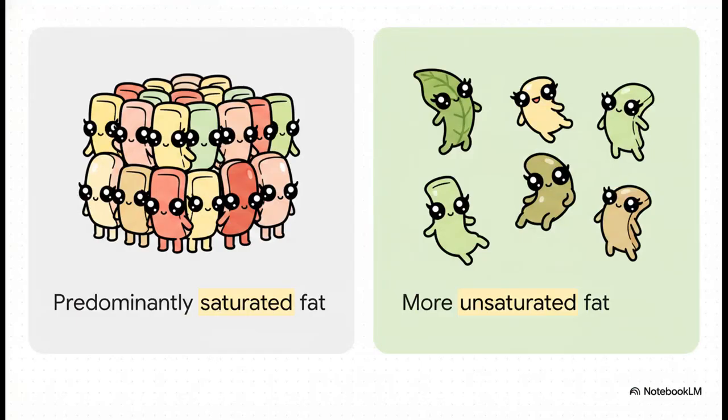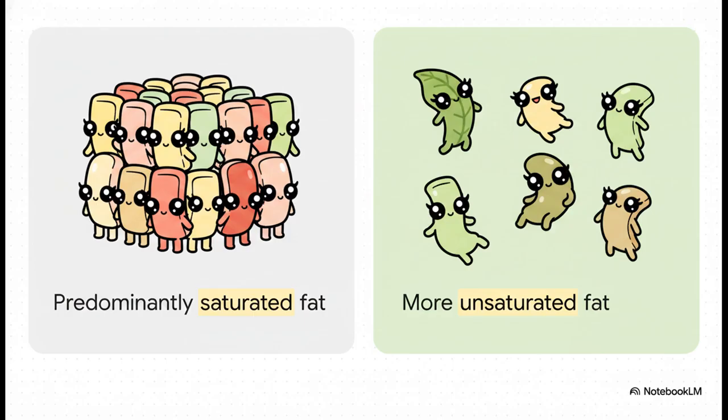To get why lipids are so efficient, we've got to look at fatty acids at their absolute most basic level. And spoiler alert, not all fatty acids are created equal. It all comes down to the degree of unsaturation, which is really just a fancy way of saying there are double bonds in their carbon chain. This drastically alters their physical state.